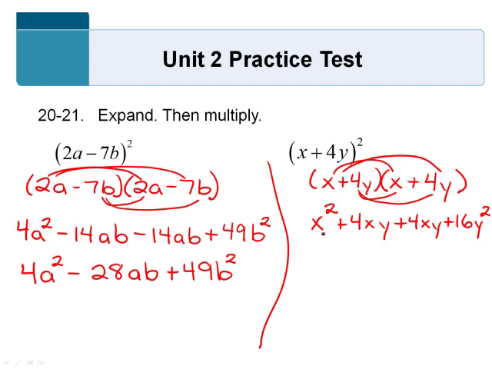All right, so you've got like terms here in the middle. X squared comes down. 4xy plus 4xy is a positive 8xy plus 16y squared. And that's your final answer.